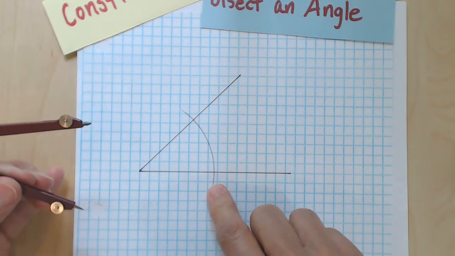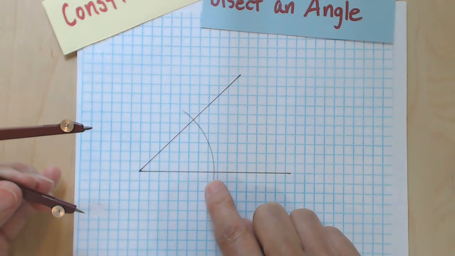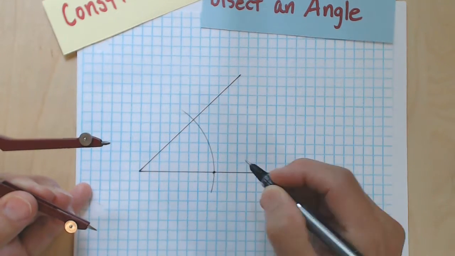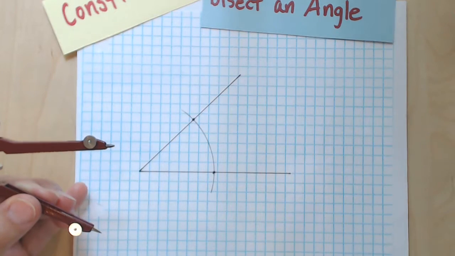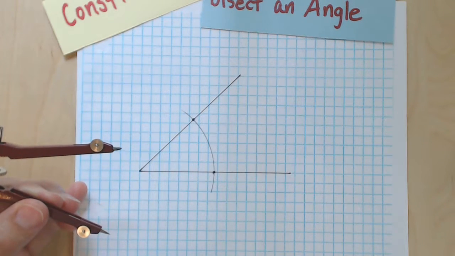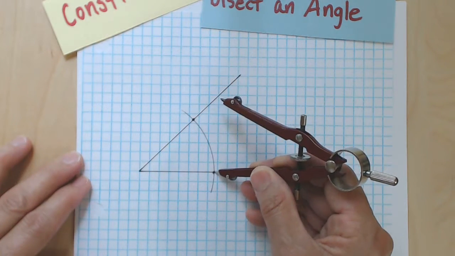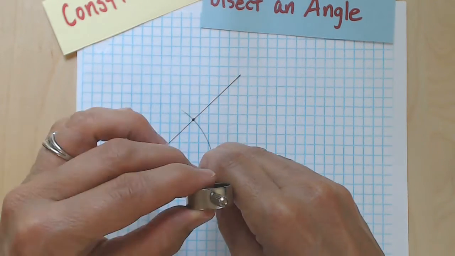And this arc here, it's not a semicircle, but this arc is going to give us two landmarks. One, this point of intersection, and two, this point of intersection. And we're now going to use our compass to make two additional arcs. And it's fine if you leave the same radius. Some people like to change to a new radius, but there's not really any reason to.